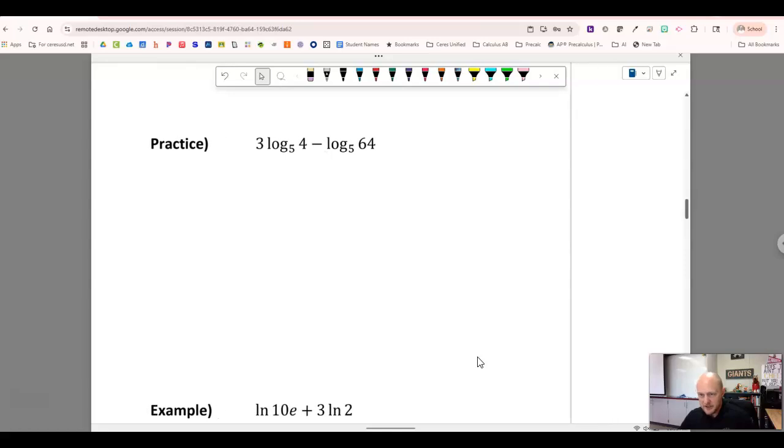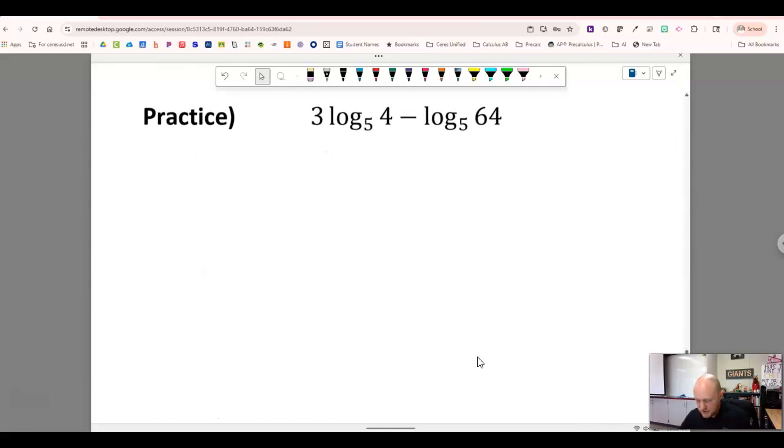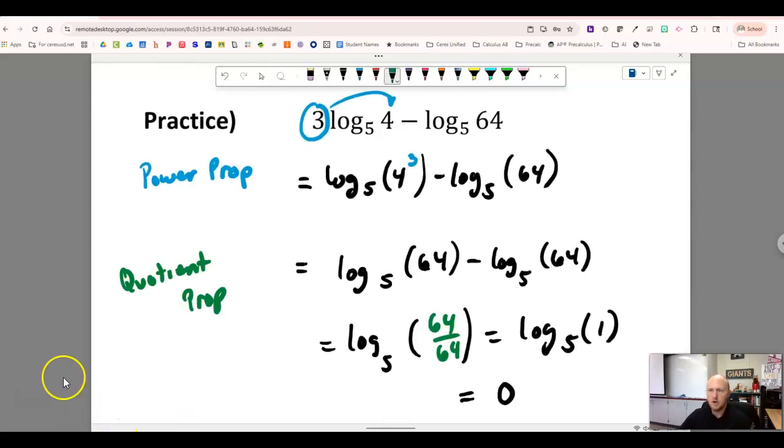Okay, here is a second practice example, so please again pause me and try this one. All right, in this example, we have log base 5 of 4 to the power of 3. This is the power property. I can take that coefficient and move it into the exponent in the argument of the logarithm.